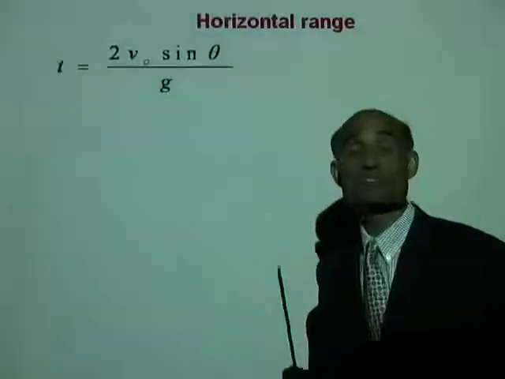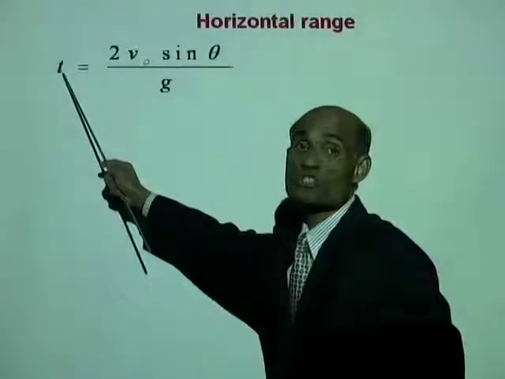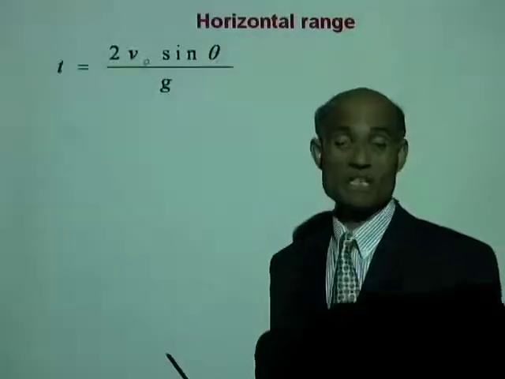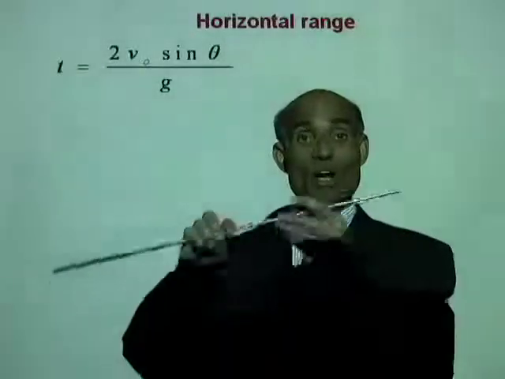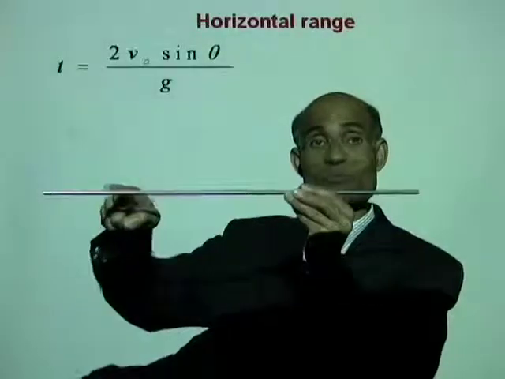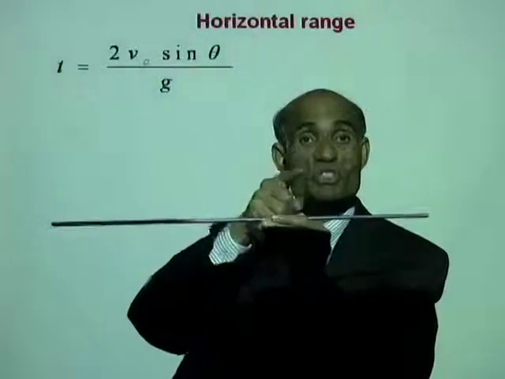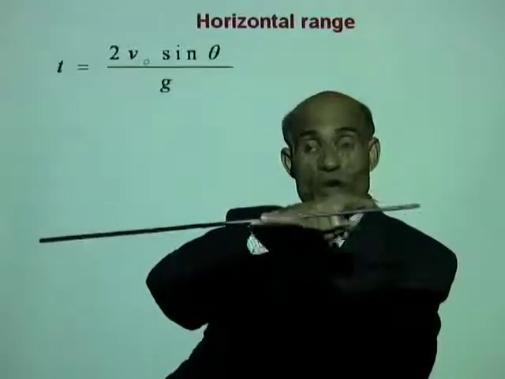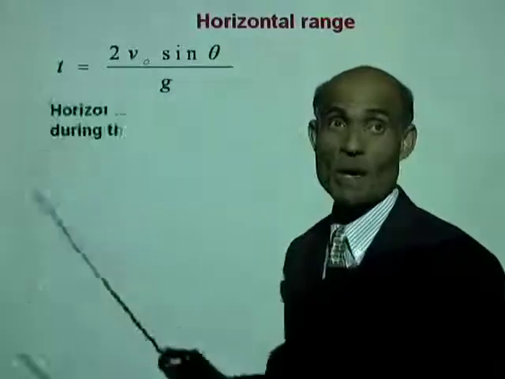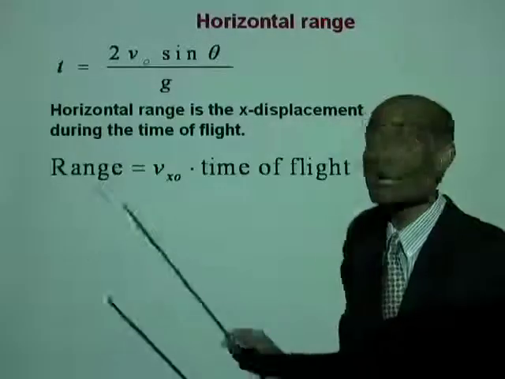Let's now obtain an equation for the horizontal range. Well, this is the time of flight, t equal to 2 V0 sine theta divided by g. And we had discussed this earlier. Horizontal range is the horizontal distance covered by the projectile during this time, and the horizontal distance x equals the horizontal velocity multiplied by the time, isn't it? Okay, so horizontal range is the x displacement during this time.